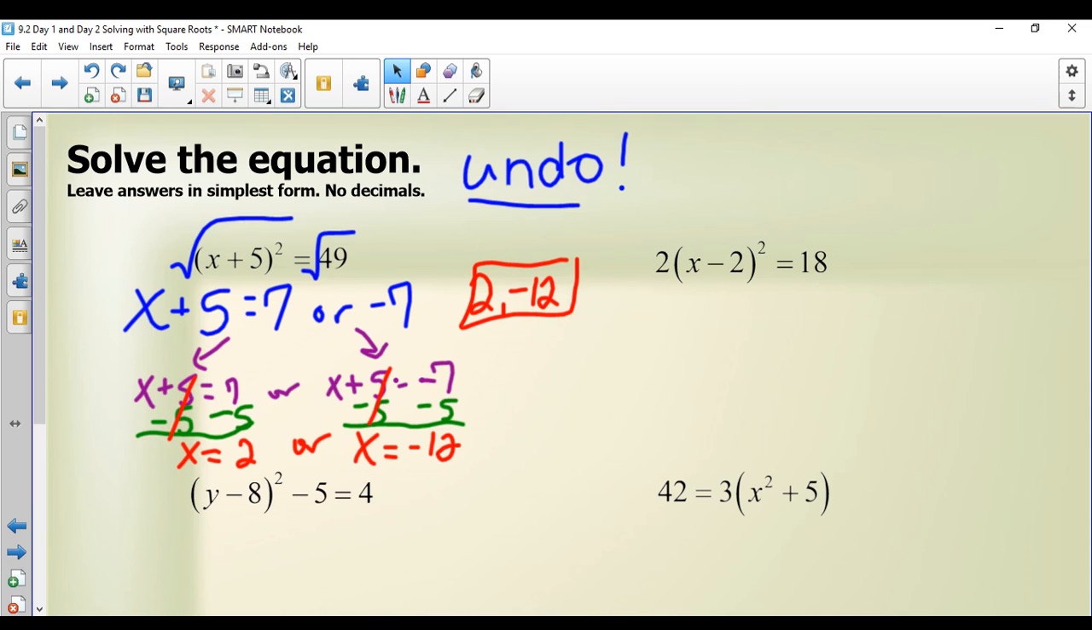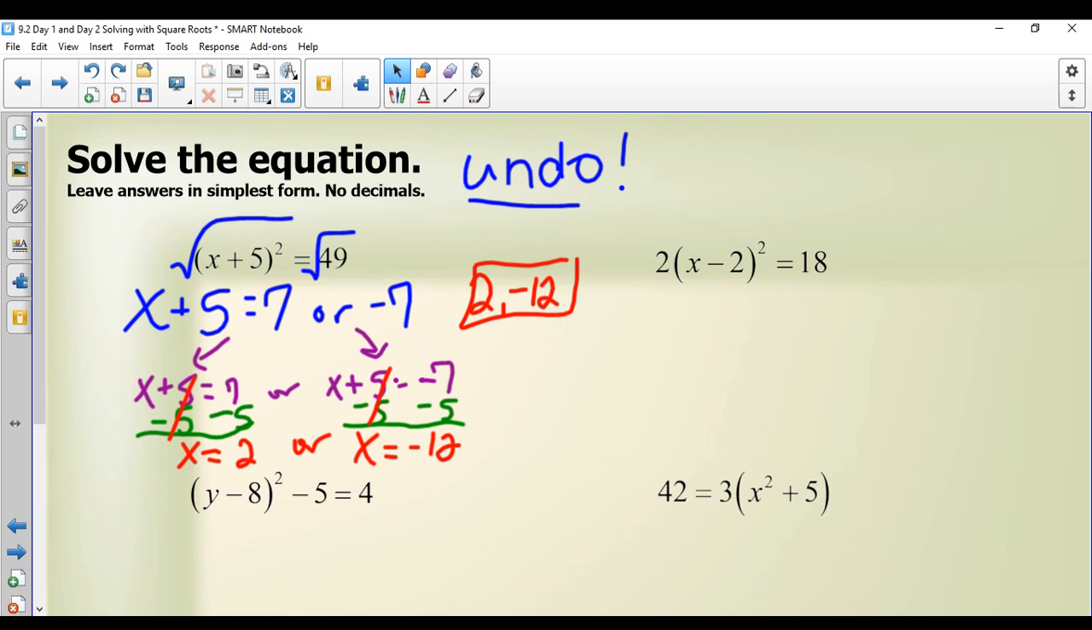And so again, if we were to plug that in, just to get a sense here, if I did 2 plus 5 squared, 2 plus 5 is 7, and 7 squared makes 49. Yes, that works. If I had plugged in the -12, -12 plus 5 squared, so -12 plus 5 is -7, and if I square a negative, it turns it into a positive 49. So sure enough, it does work. You can always check your solution by plugging it in.